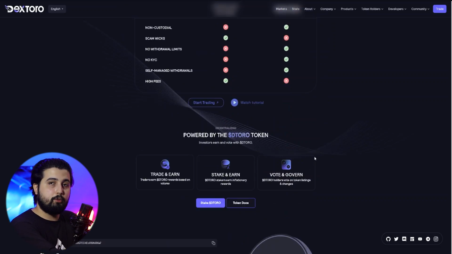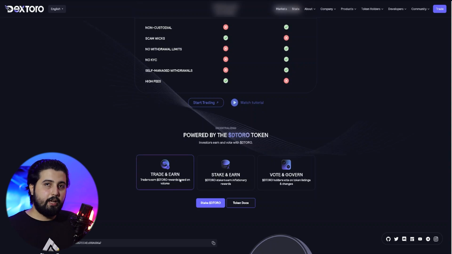Now, this whole platform is powered by their very own DToro token. Traders can earn DToro rewards based on the volume that they are trading, so they are incentivized to trade using this token. Then we also have stake and earn. You can stake DToro tokens and earn passive income, and you also vote and govern. DToro holders get to vote on token listings and also changes.